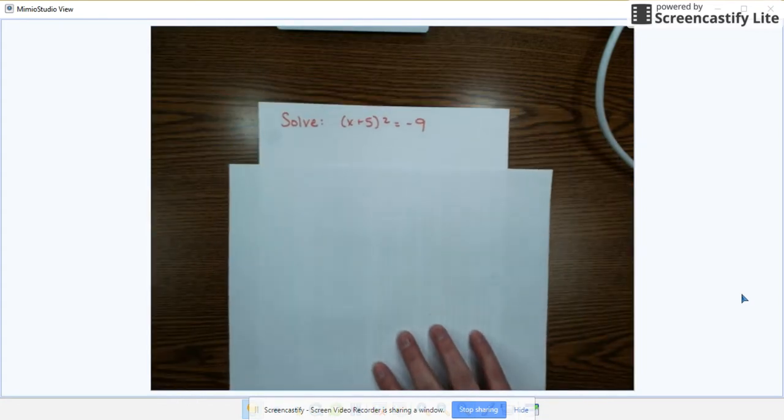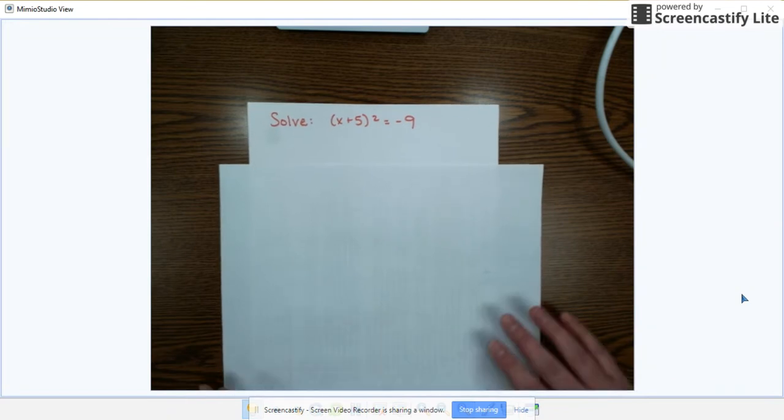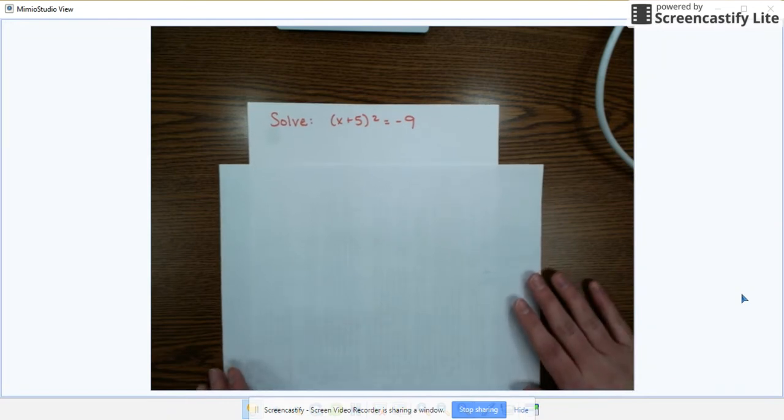I would like you guys to solve this one using similar steps that we used in the example before.